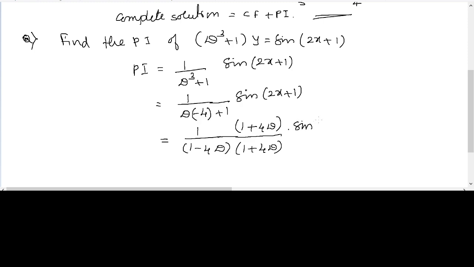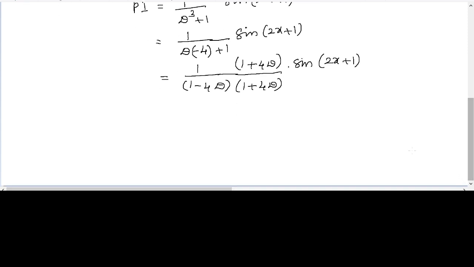Now we continue with this. In the numerator, we can operate on the term sin of (2x plus 1). So that is 1 into sin of (2x plus 1), which is sin of (2x plus 1), plus 4 into D of sin of (2x plus 1). What is meant by D of that? D of that means derivative. Let us write down one more step: D of sin of (2x plus 1).